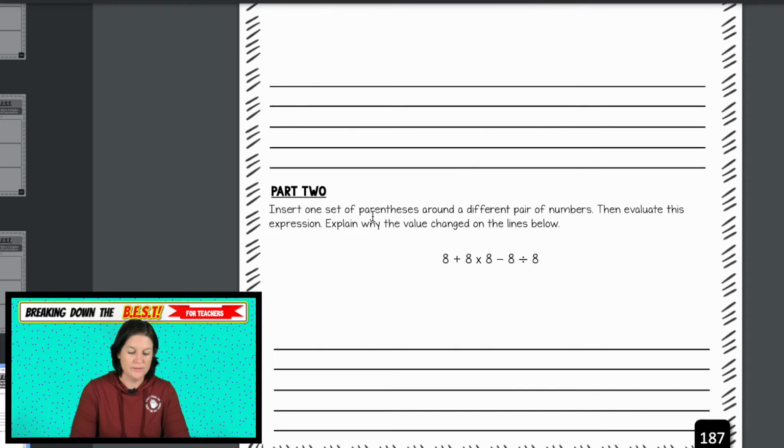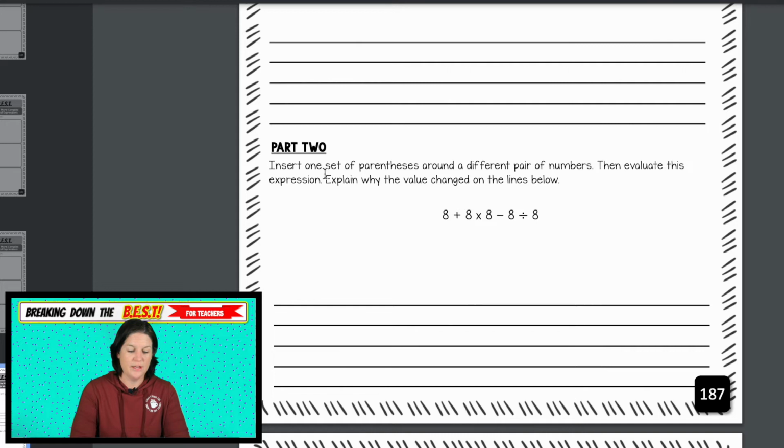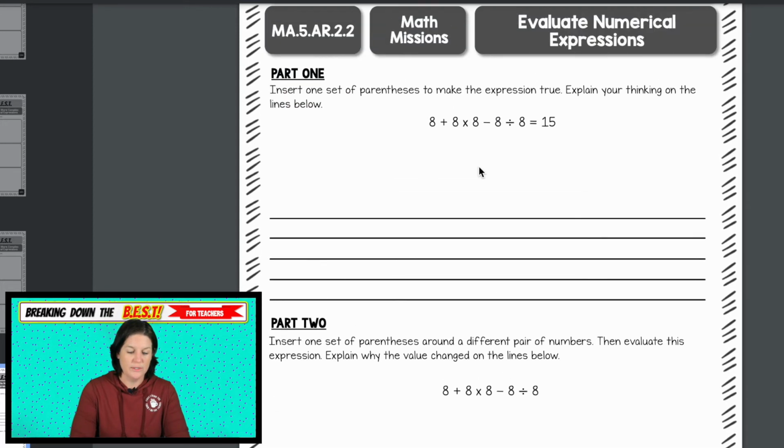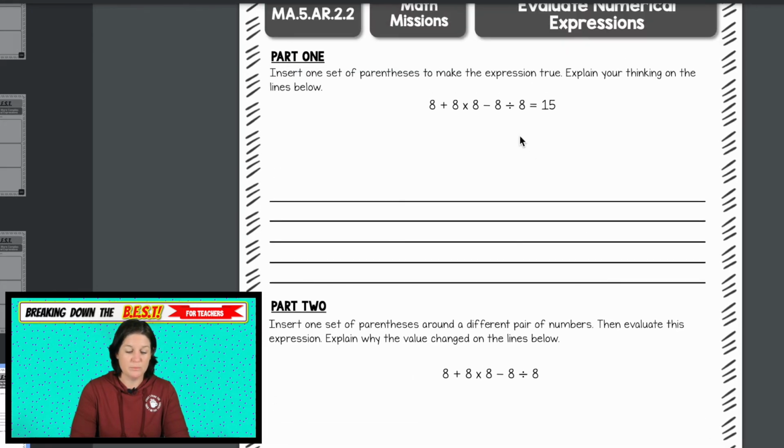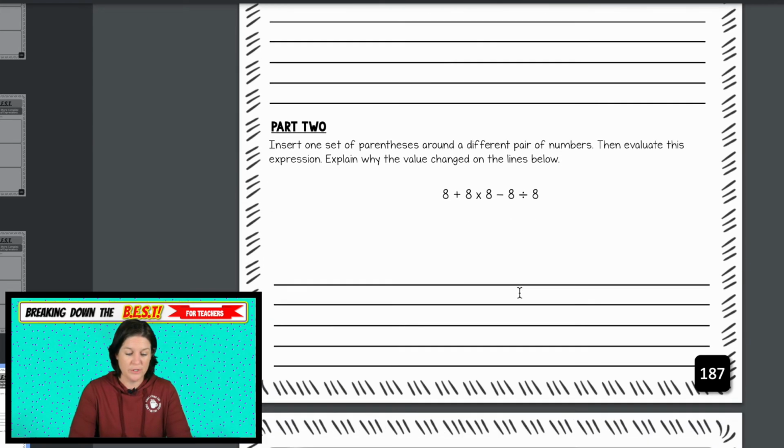Insert one set of parentheses around a different pair of numbers. Then evaluate the expression. So here they're going to make this equation true, try to make this side equal to 15 by placing parentheses, and on the other one they'll place parentheses around a new pair of numbers and showcase how that changes the value of the expression.